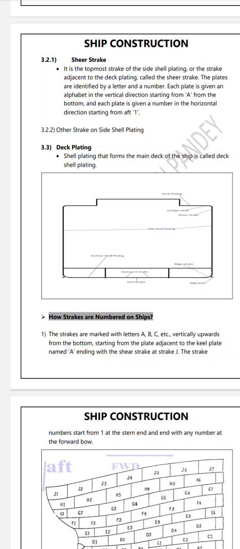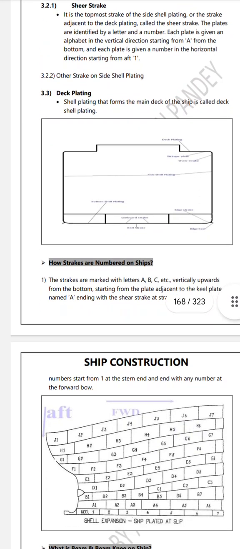It is the topmost strake of the side shell plating, the strake adjacent to the deck plating, called a sheer strake. The plates are identified by a letter and a number. Each plate is given an alphabet in the vertical direction starting from A from the bottom, and each plate is given a number in the horizontal direction starting from aft one.